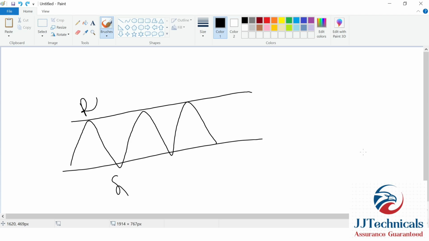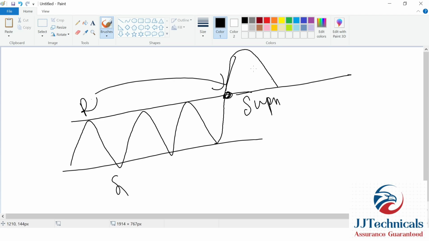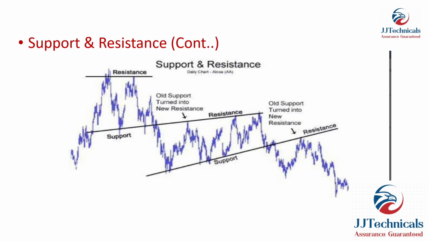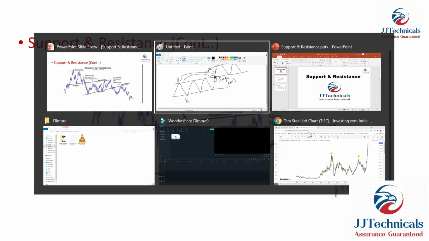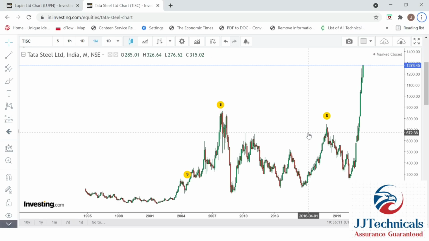In the same way, let's say this particular stock has breached and gone above, so this resistance will turn into a support. This line will turn into a support, and then another resistance will be formed on the top. This is your new resistance and this is your new support, and the new support is nothing but your old resistance. So this is what we have studied here. See, this resistance turning into a support, and here this support turning into a resistance. I will be showing you a lot of examples so you can easily understand how exactly support and resistance work.